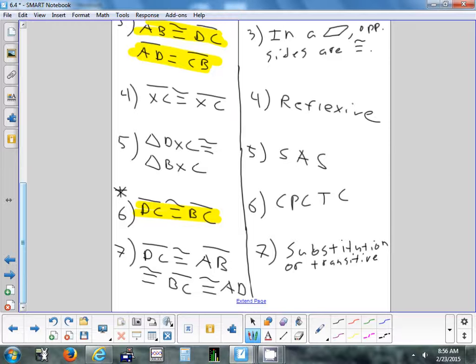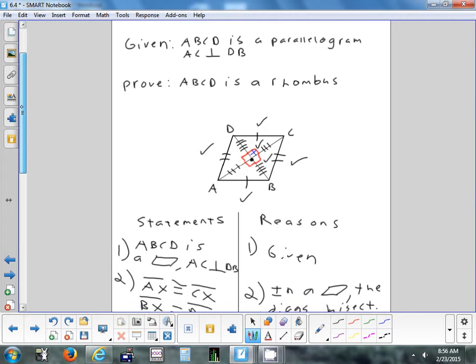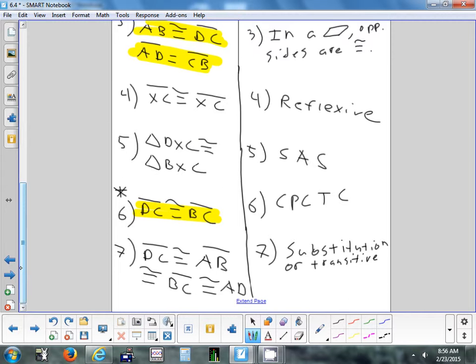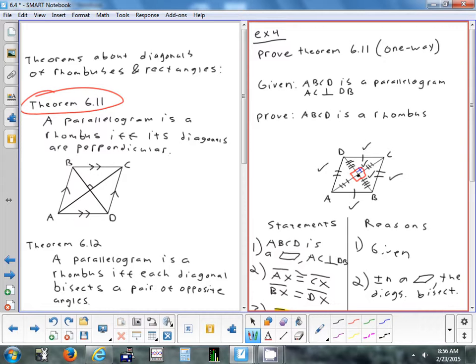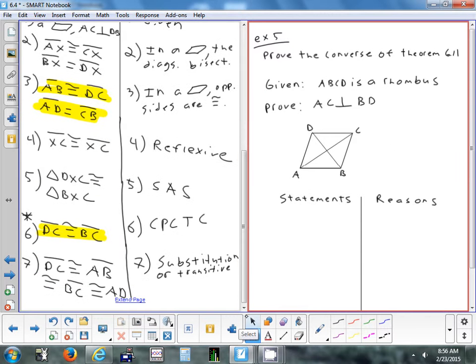Okay, proving what we just did: if it's a parallelogram, then proving it's a rhombus. Okay, the last one we'll do is kind of the other way around. I'm going to tell you that it's a rhombus to start with. This time I want you to prove the diagonals are perpendicular.